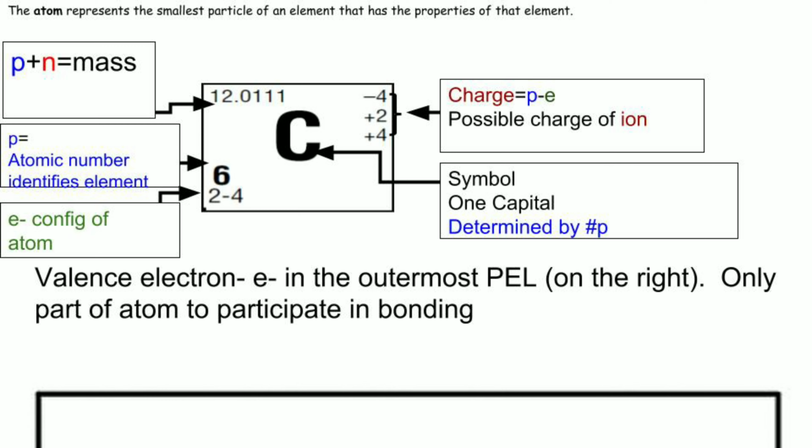The electron configuration provided on your periodic table is the electron configuration for the neutral atom. When the species is not an atom, it will have a charge, making it an ion. The charge is determined by subtracting electrons from protons. When looking at an electron configuration, it is important to realize that the outermost principal energy level, the one with the most electrons written to the right, will be the valence electrons.